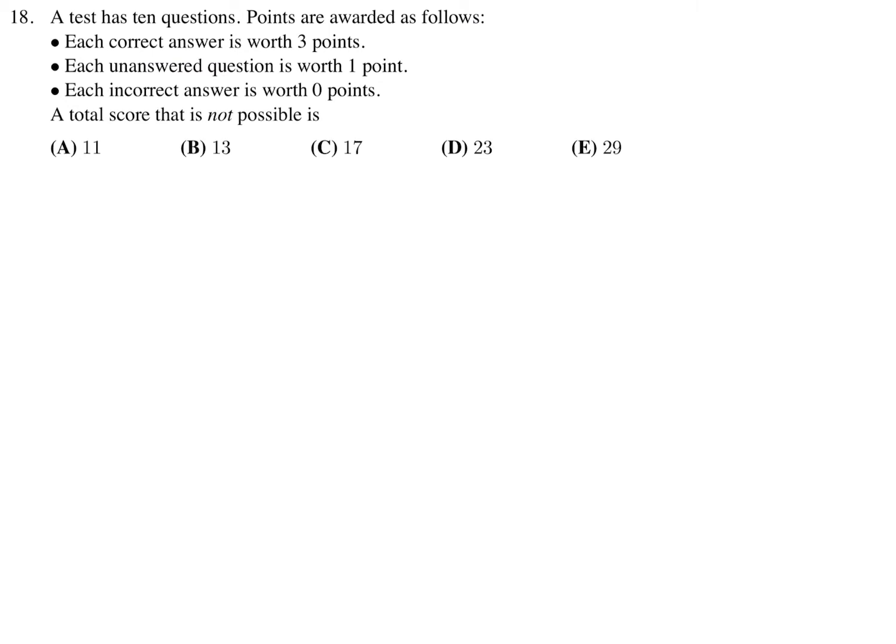A test has 10 questions. Points are awarded as follows. Each correct answer is worth 3 points. Each unanswered question is worth 1 point. Each incorrect answer is worth 0 points. A total score that is not possible is. This question reminds me of a scenario.